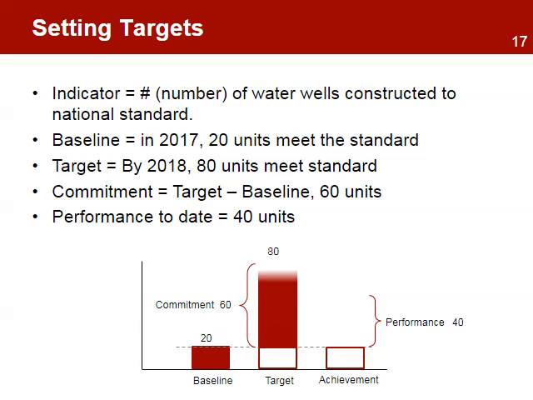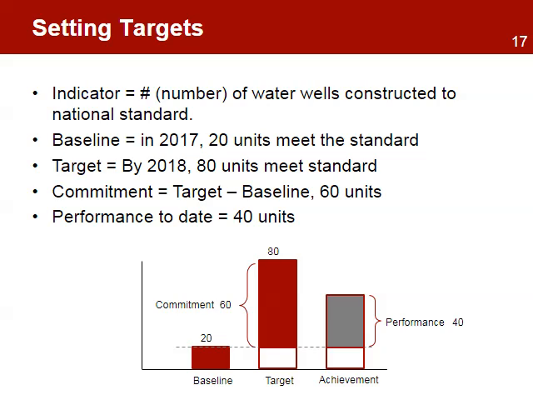Targets are values allocated to the indicator variables to be accomplished in a given time period. It represents what the project hopes to achieve. The target is what the project is committing to achieve in a given amount of time. The target, then, is used to monitor the performance of the project over time and determine the progress in achieving the target. Commitment is the difference between the target and the baseline values.